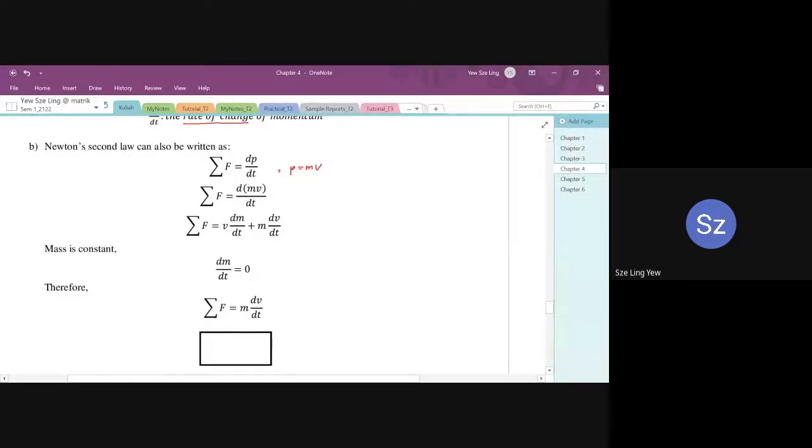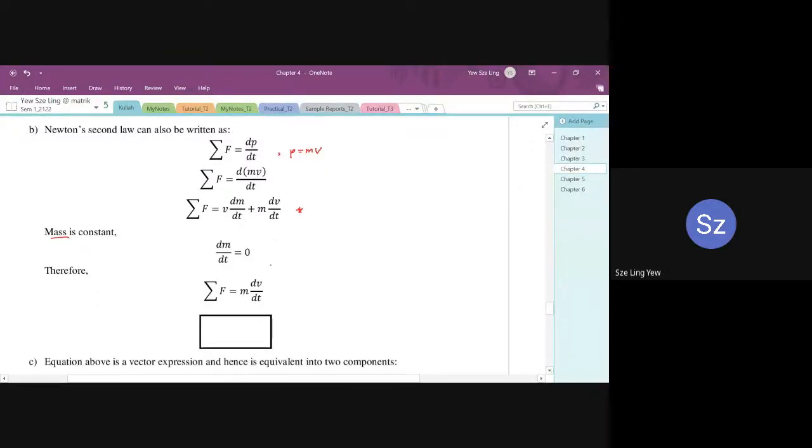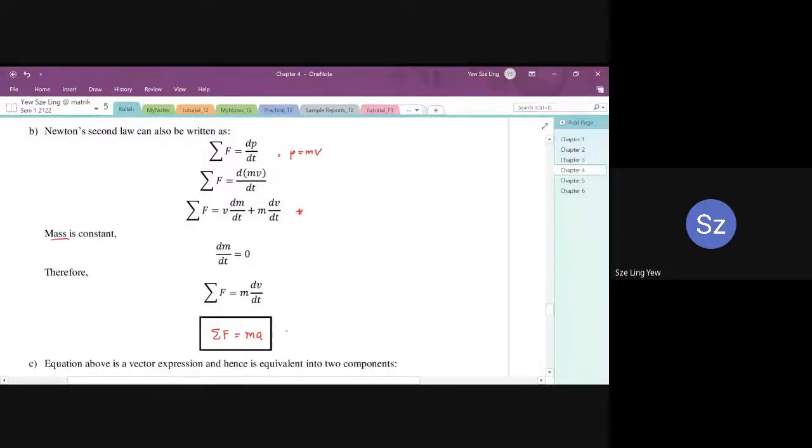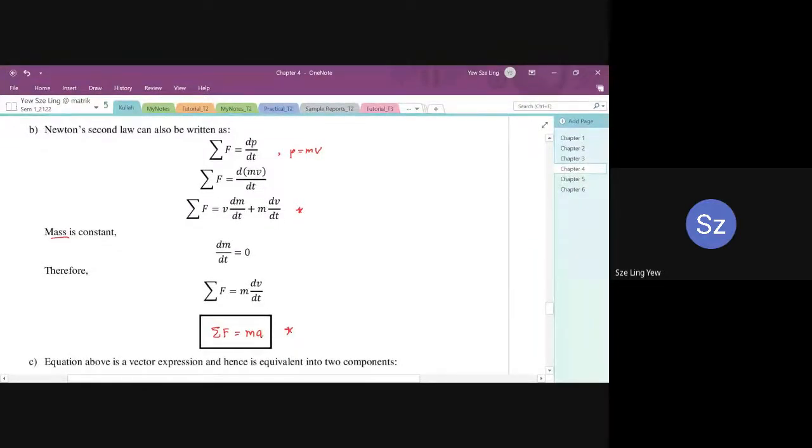Sub it into the equation. Then you apply this one. I can't remember what it's called in mathematics already. So summation F equals v dm over dt plus m dv over dt. This one is a part of mathematics. So from here, since mass is constant, the change when you differentiate it is equal to 0. All right, so therefore F equals m dv over dt, which means it can be written as summation F equals ma. So this is the most important equation in Newton's second law.